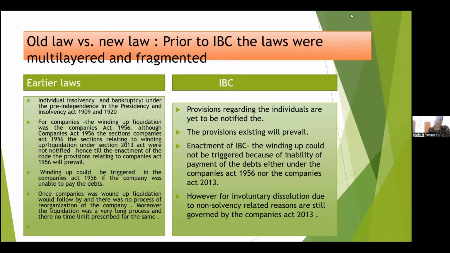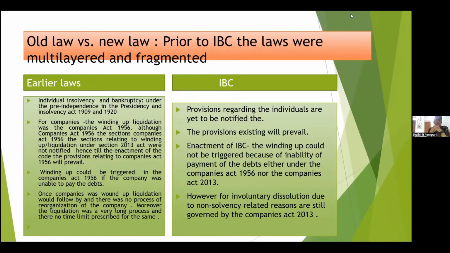So there were different acts covering individual insolvency in some other act and corporate insolvency in the Companies Act. In earlier laws, winding up could be triggered under the Companies Act if the company was unable to pay its debt. Once the company was wound up, liquidation would follow, and there was no process of reorganization of the company. There was only a procedure for liquidation. Liquidation means selling of the assets, just selling of the assets. No plan was there to revive that company. Moreover, liquidation was a very long procedure. So these were the earlier laws.